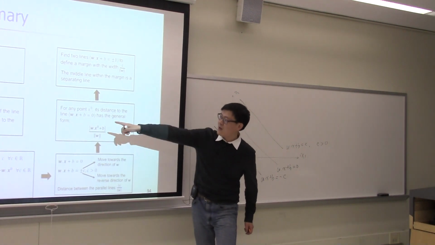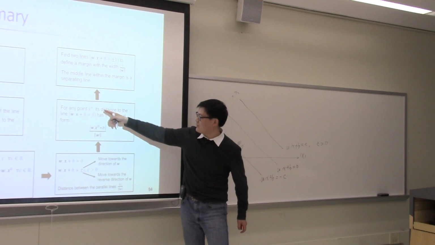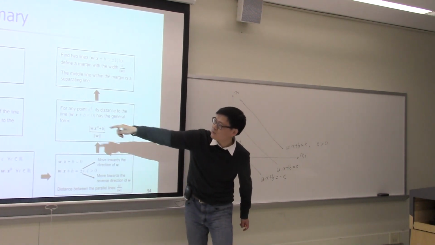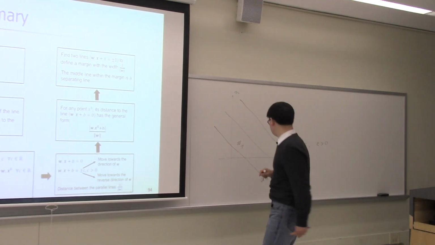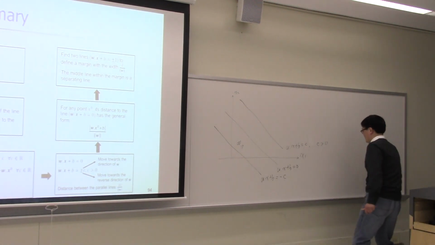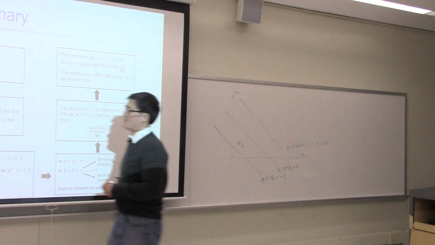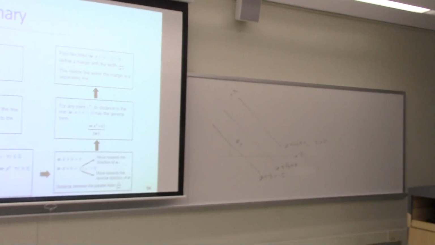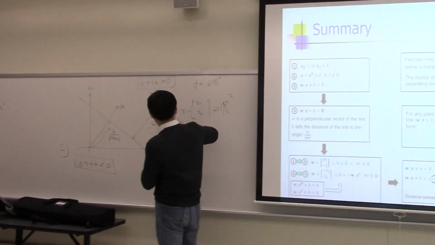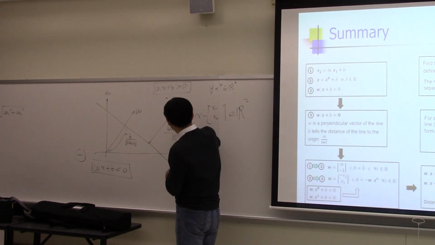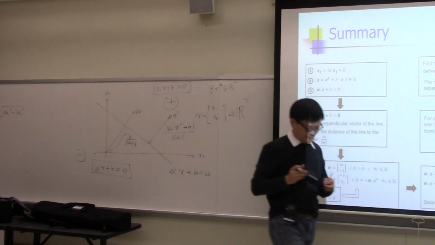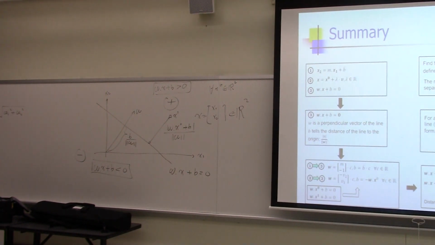And then how to represent the distance of a point to the line, which is this formula. To make it consistent, let me use this x0, any point x0. Okay? Any question? Very, very important.